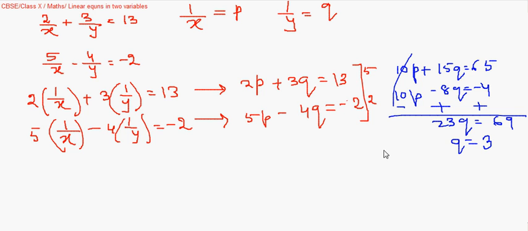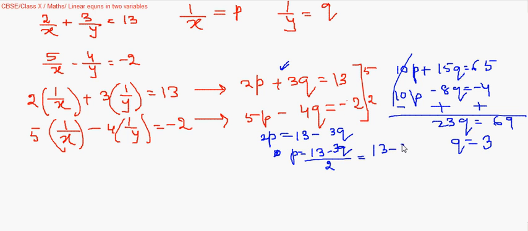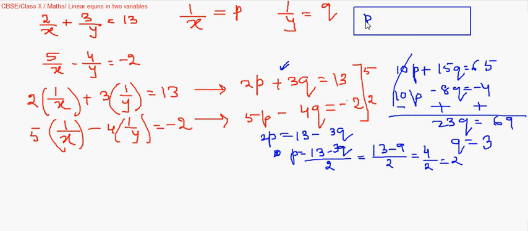So p can be found by substituting in this first equation. 2p is equal to 13 minus 3q, and p is equal to 13 minus 3q over 2. If I substitute q as 3, I'm getting 4 upon 2, so it is 2. So we get p as 2 and q as 3.